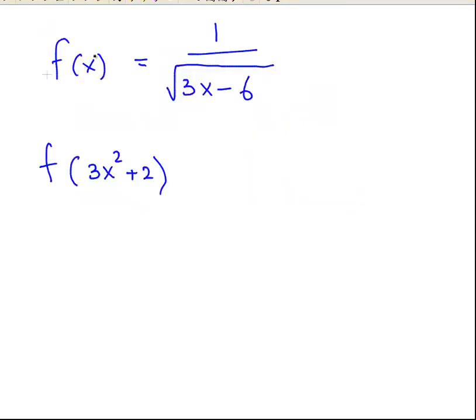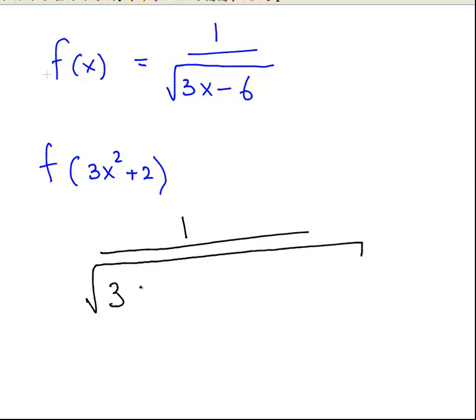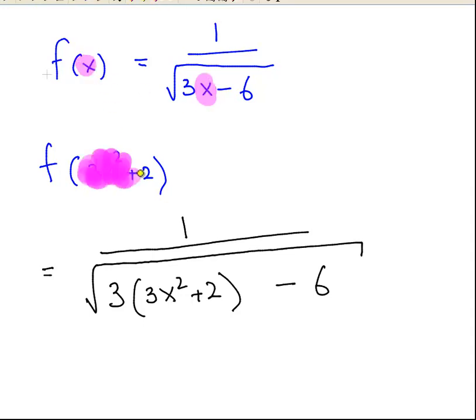Okay, so the next part of this problem is f of x equals 1 over the square root of 3x minus 6. Essentially what we have to do is evaluate f for 3x squared plus 2. This is a composite function problem. So what we're going to do here is write out f of x, and where we have x, we're going to replace it with 3x squared plus 2. Just put it in there like that, where the x would normally go.